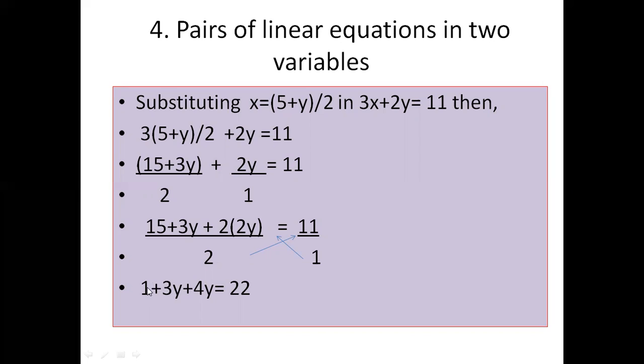Here this is a printing mistake, children. This is not 1, this is 15. Once again I'm telling you, this is 15. So 15 plus 3y plus 2 into 2y, which is 4y, is equal to 11.